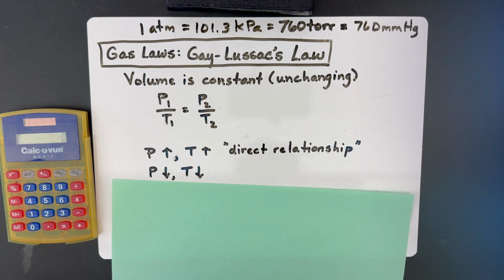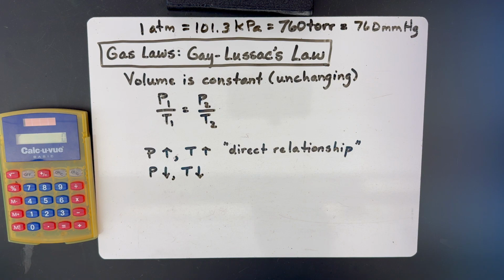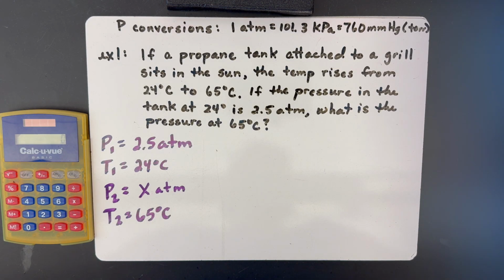So as temperature goes up, pressure goes up. As temperature goes down, pressure goes down. So they go the same direction. Either they both go up together or they both go down together. And this is called a direct relationship. Here's our first problem that we're going to work out.